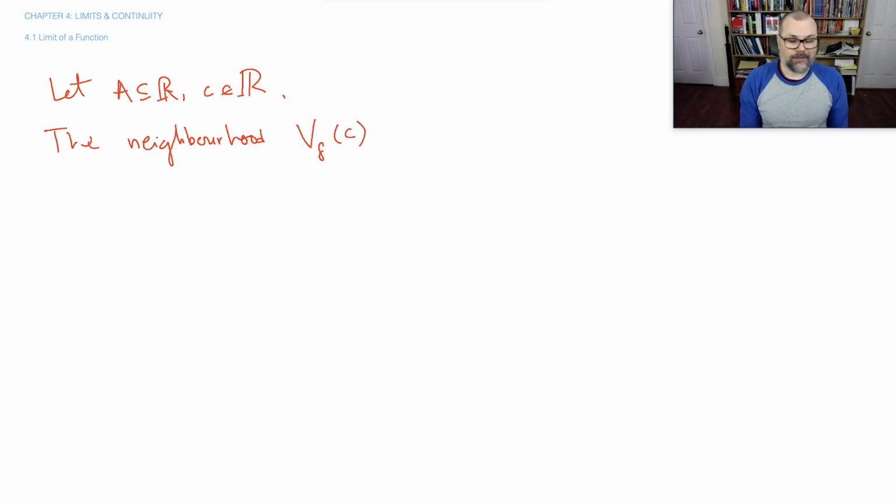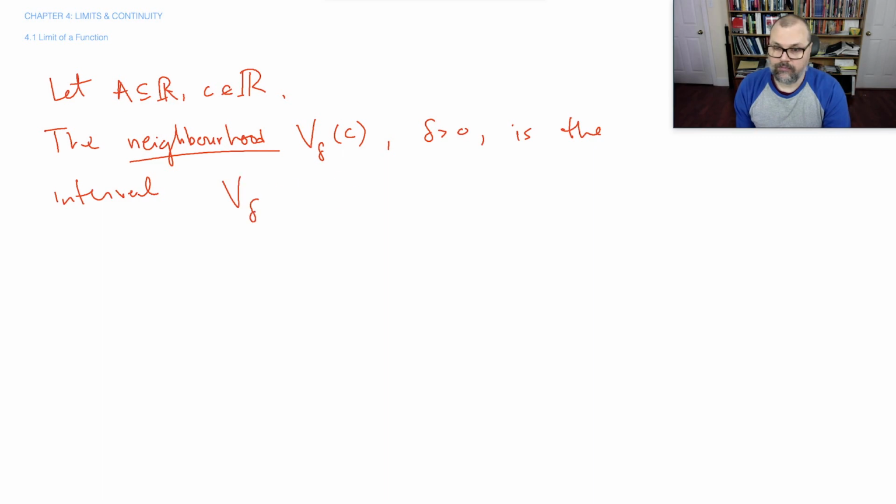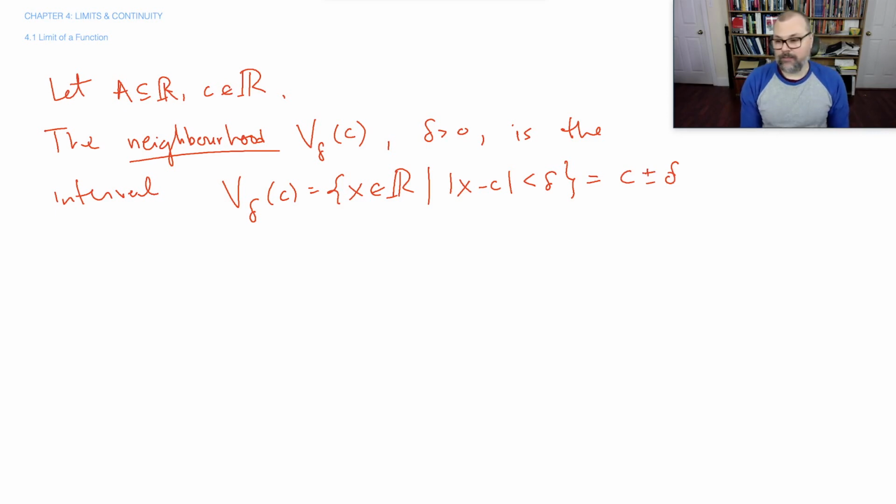Let A be any subset of R and C a point in R, not necessarily in A. We'll say that the neighborhood V delta at C, where delta is some positive number, is an interval which consists of all of the real numbers which are such that their distance from C is smaller than delta. Write this using interval notation as C plus or minus delta, or if you'd rather, C minus delta, C plus delta.